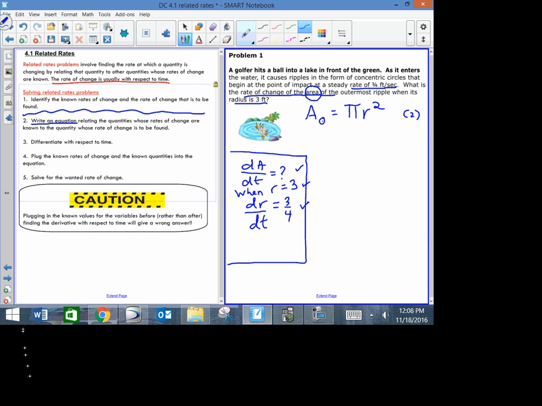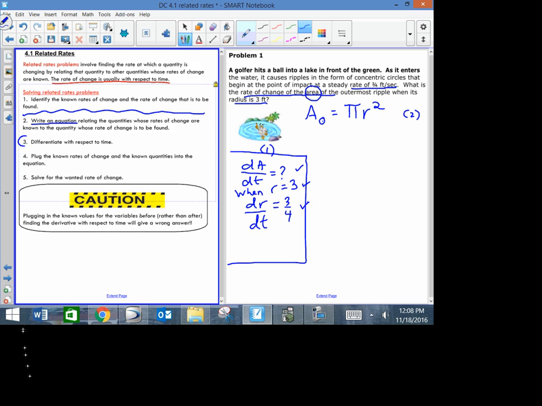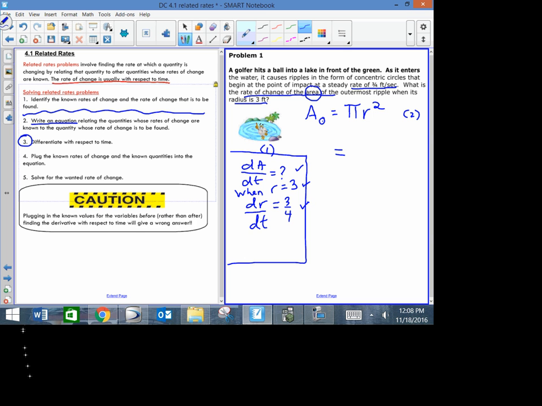Here's what we're going to do. Step 3 says differentiate with respect to time. All right, here we go. What is the derivative of A with respect to time? I just said it: dA/dt. Okay, pi is a constant. What's the derivative of r squared with respect to time? 2r dr/dt. Very good. Is that step 3? Yes, differentiate.